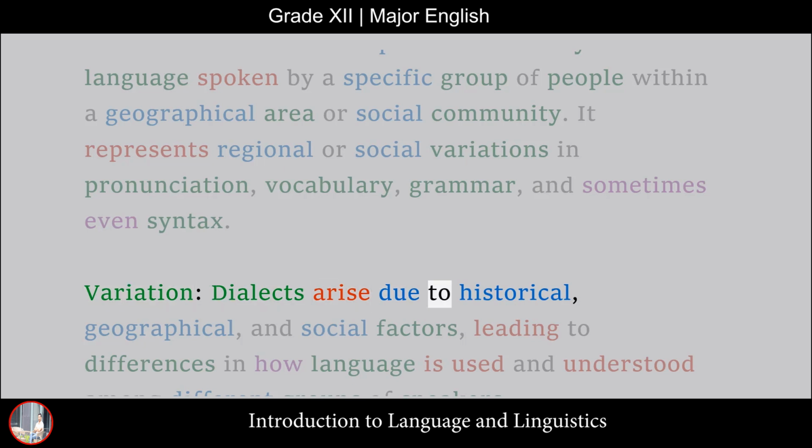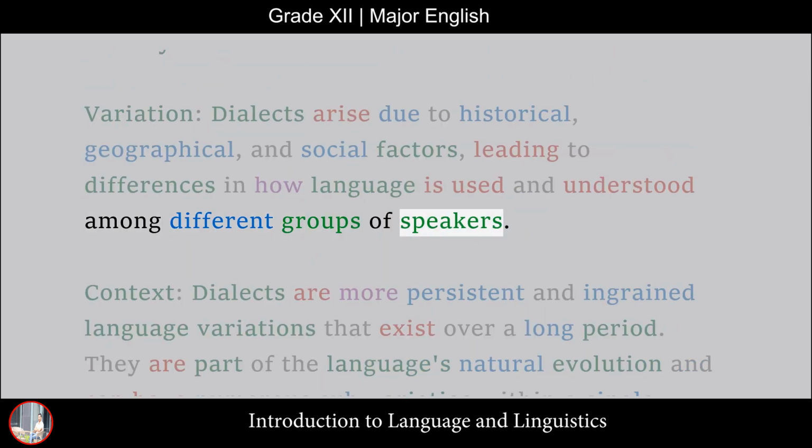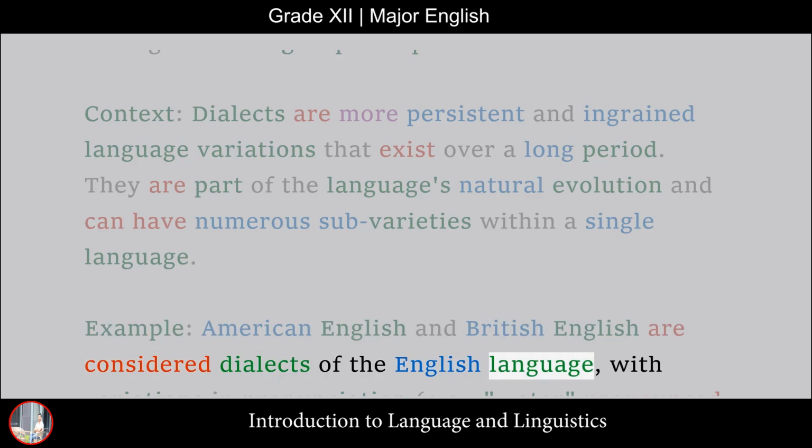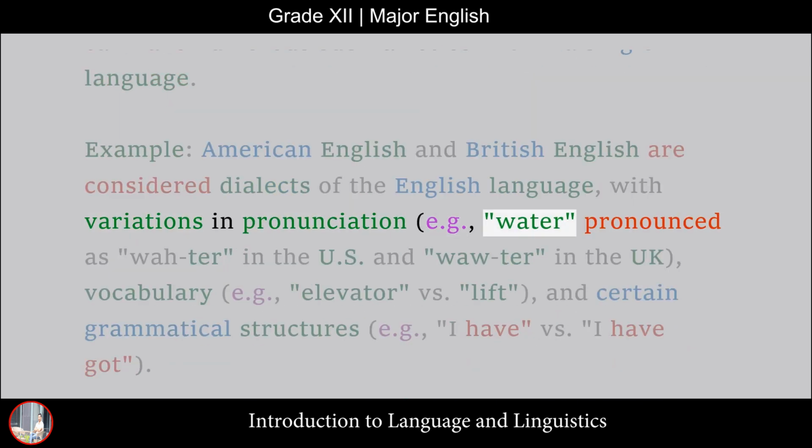Variation: dialects arise due to historical, geographical, and social factors, leading to differences in how language is used and understood among different groups of speakers. Context: dialects are more persistent and ingrained language variations that exist over a long period. They are part of the language's natural evolution and can have numerous sub-varieties within a single language. Example: American English and British English are considered dialects of the English language, with variations in pronunciation, e.g., water pronounced differently in the US and the UK, vocabulary, e.g., elevator versus lift, and certain grammatical structures, e.g., I have versus I have got.